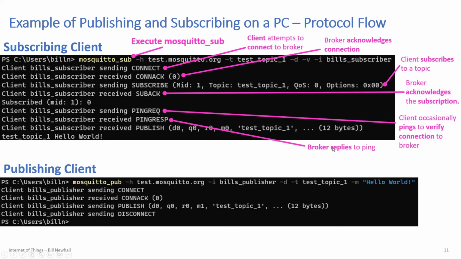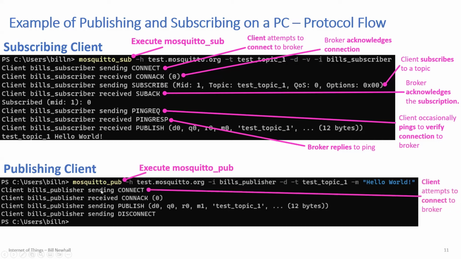Then here's the topic. I'm using the same topic, test topic 1, and my message is, in quotes, hello world. Okay, so I'm sending that. I execute that, hit enter, and you can see this client also has to connect to test.mosquitto.org, connects to the broker. The broker software running at that server responds, yes, I acknowledge your connection.